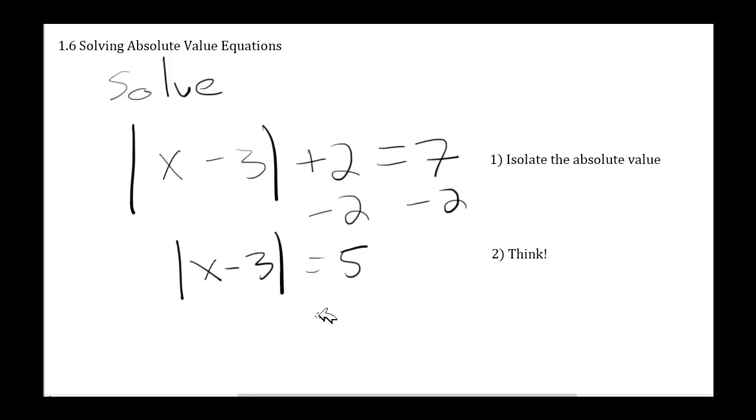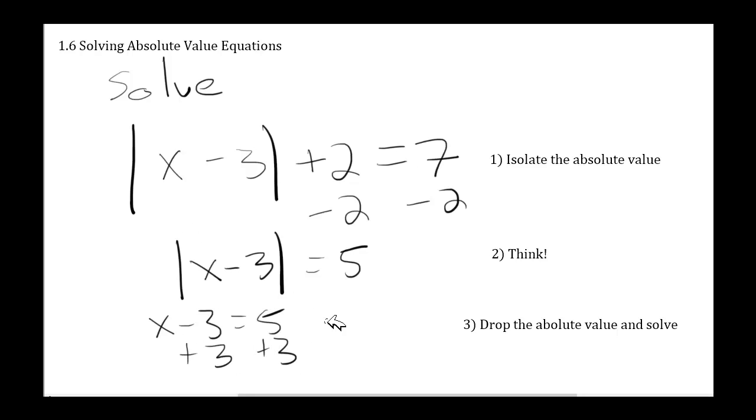to find our solutions. So to find our first solution, we drop the absolute value and solve like normal. So I have x minus 3 equals 5. Drop the absolute value and I solve this linear equation. And we get our first answer of 8.